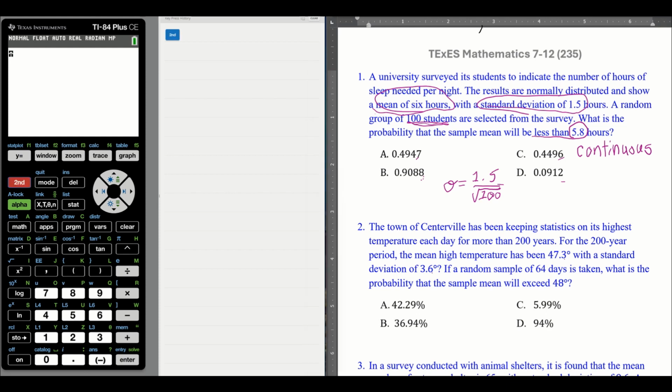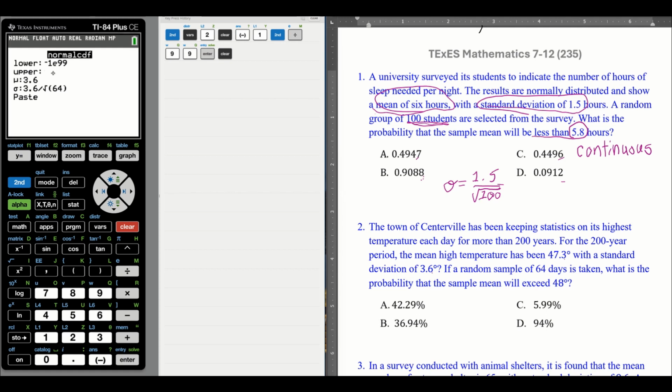All right, let's do this. Second, normal cdf. All right, our lower, okay, it says less than, so let's clear this out. So that means that we're going to put in our -1 second E 99. And if you don't remember what that is, look that up or look in my previous videos. I talk about what that is and why it's in the normal curve. So we're normally distributed in this situation, and that's one of the reasons we use the -1E99. Okay, our upper can be typed in as is.